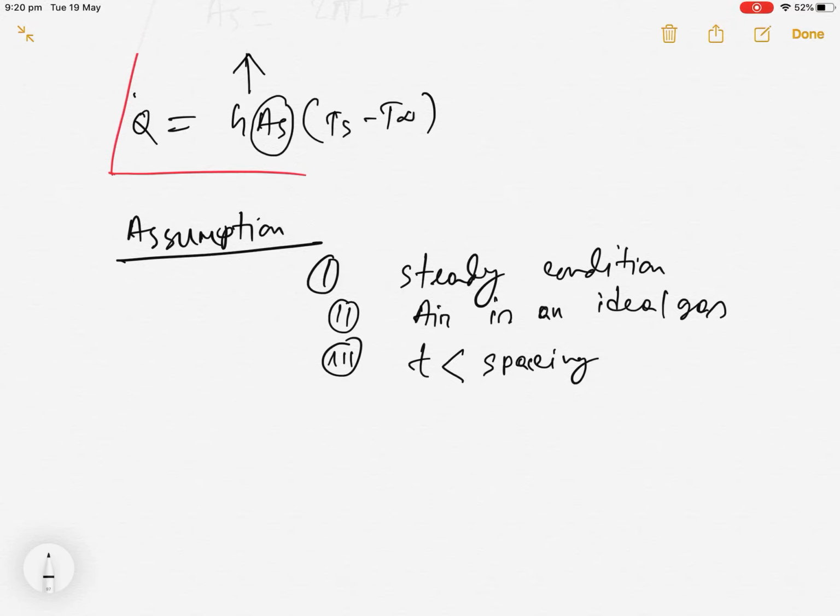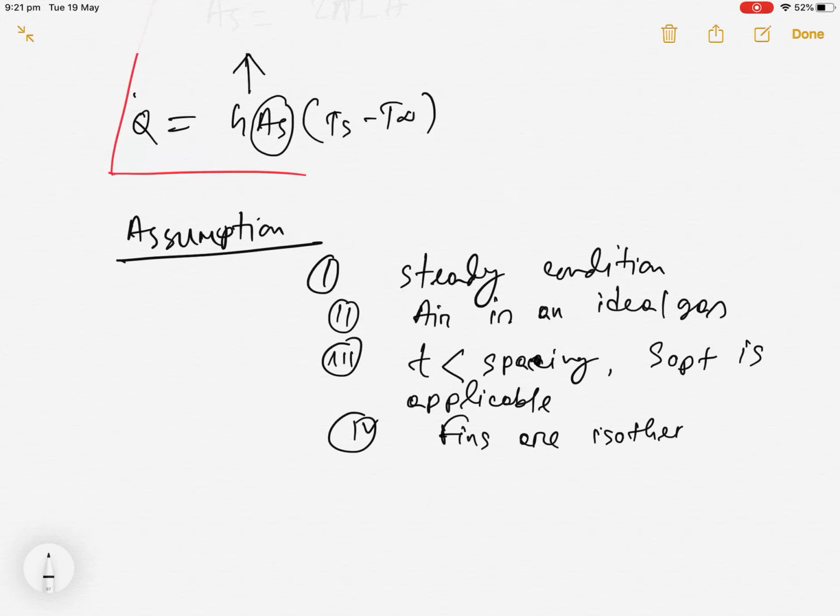Okay, so the thickness is relatively smaller than the spacing. That means the optimum fin spacing is applicable. That we need to calculate, and we will consider the fin surface temperature to be isothermal. Okay, the fins are in isothermal condition. That means the base temperature.